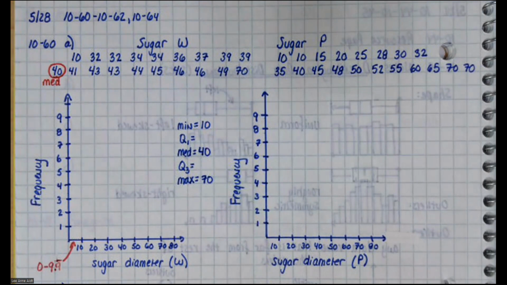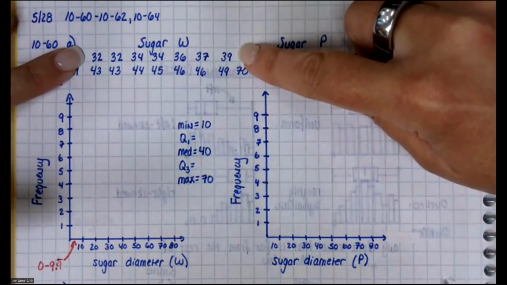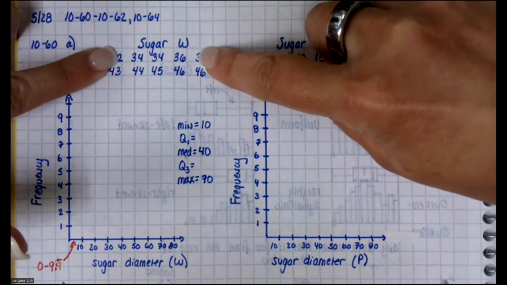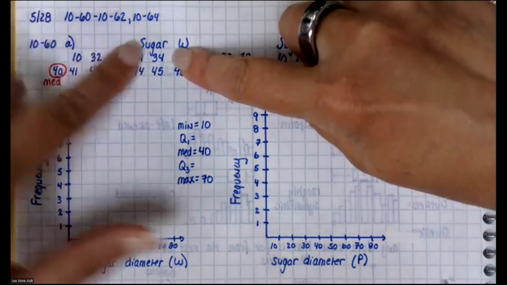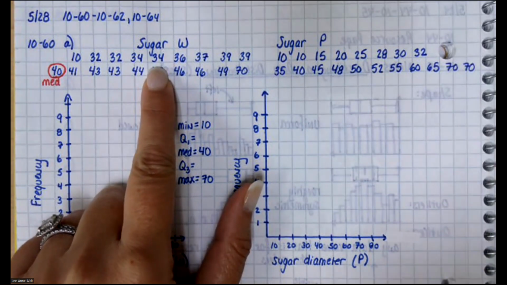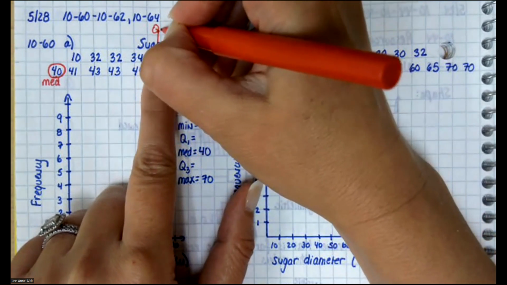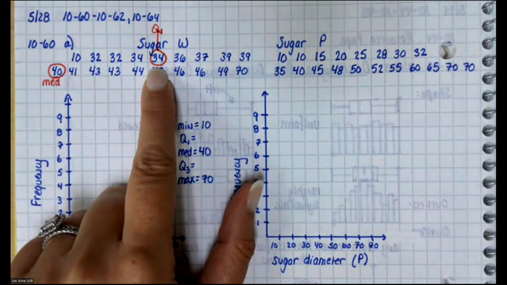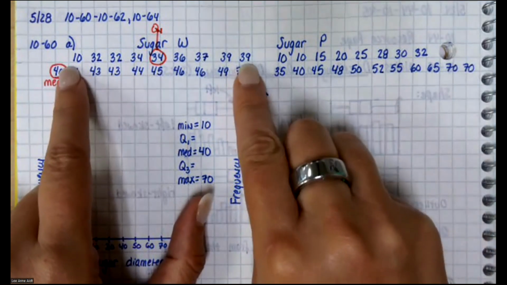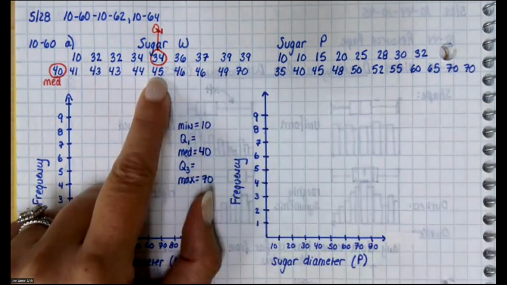Okay. Now, to find quartile 1, you ignore the median and count in. So count in, count in, count in, count in. The middle number here is 34. That's quartile 1. Ignore the median, count in, count in, count in, count in. Quartile 3 is 45.